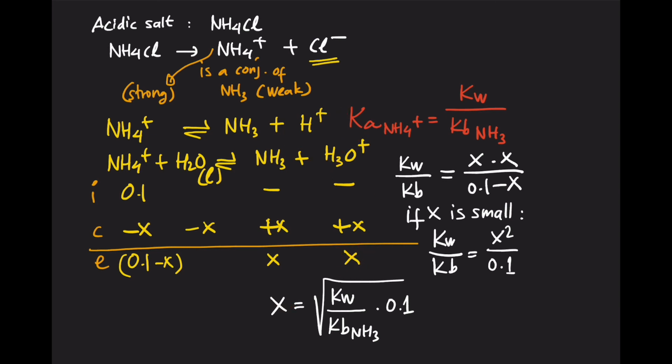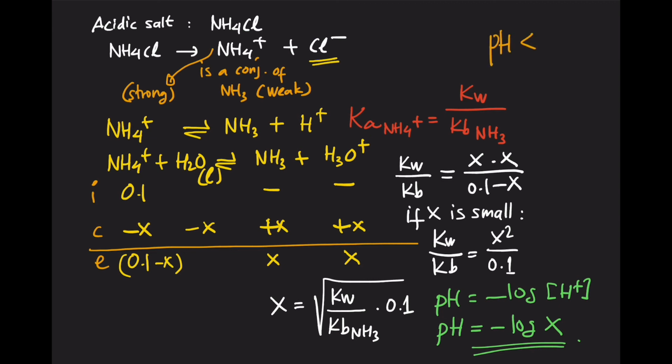So we can immediately calculate the pH. pH is minus log H plus or H3O plus, that's the same thing. pH is minus log X. And don't forget, in this system, the pH is going to be smaller than 7 because it's an acidic salt.